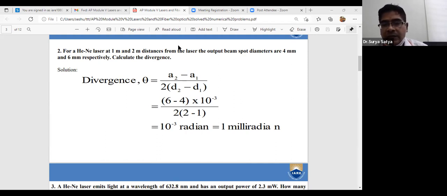They are in millimeters, so try to convert them into meters. So put it as (6 minus 4) into 10 power minus 3 meters, divided by 2 into (d2 minus d1). The distances are 1 meter and 2 meters. So we write d2 as 2 meters and d1 as 1 meter. So we write (6 minus 4) into 10 power minus 3 meters by 2 into (2 minus 1). We get 10 power minus 3 radians, that is equal to 1 milliradian.